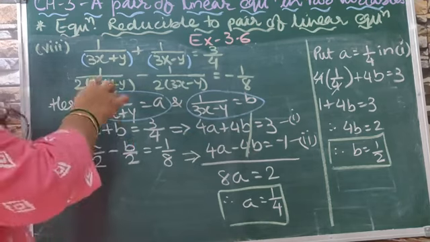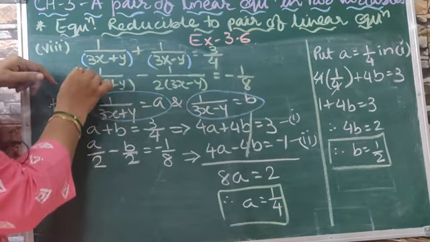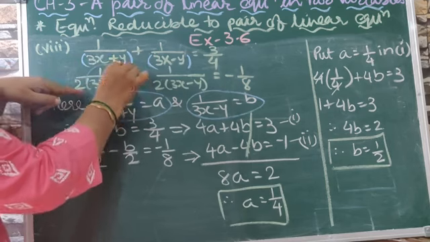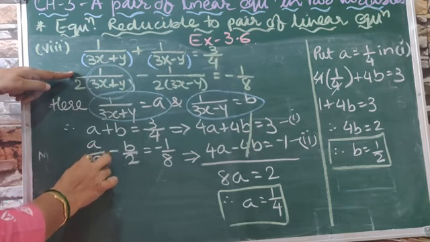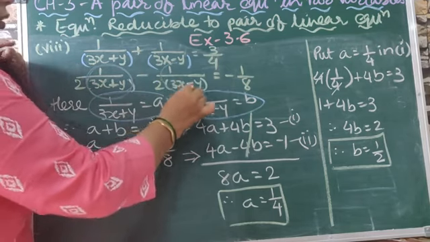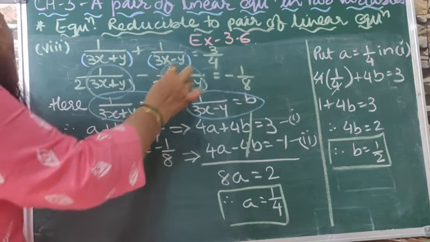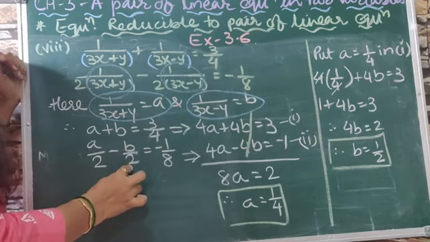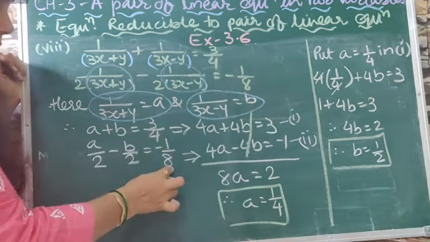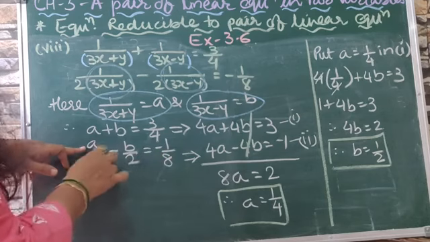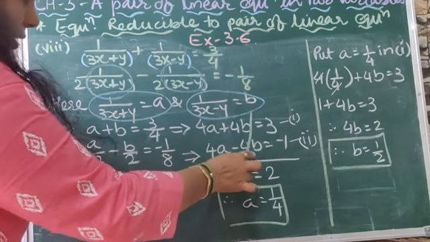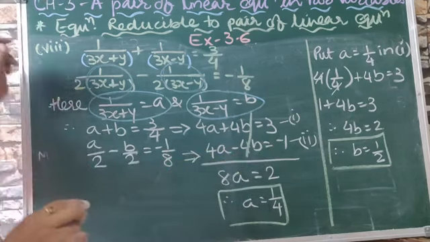Now, see the second one. 1 upon 3x plus y is a, and now it is 1 by 2, so a by 2. 1 upon 3x minus y is b, and it is by 2, so it is b by 2, and it is minus 1 by 8. So again we have to take LCM. After taking LCM, it is 4a minus 4b is equal to minus 1.